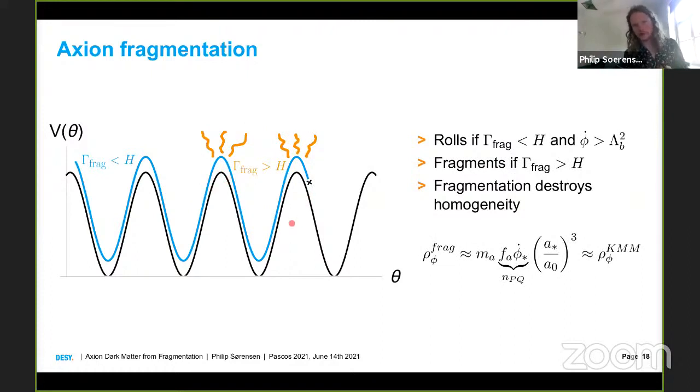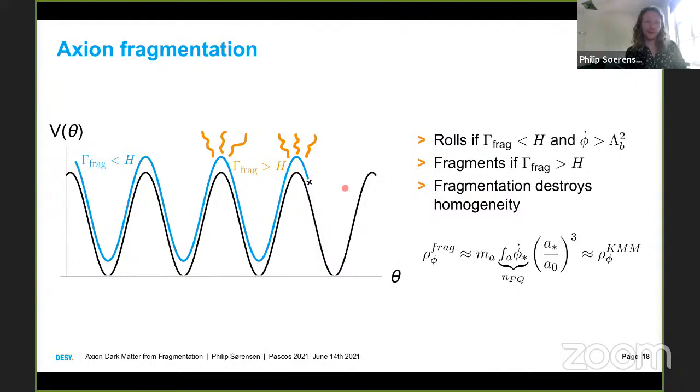Now, in contrast to kinetic misalignment, all these fluctuations backreact on the scalar zero mode and really completely randomize the field. It really destroys any notion of a homogeneous mode. So this really replaces kinetic misalignment, preventing it by randomizing the field, and instead produces a dark matter relic in the form of a gas with some momentum spectrum.